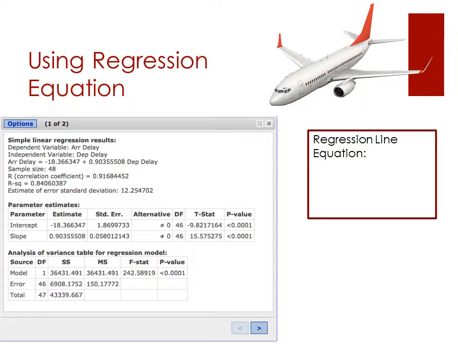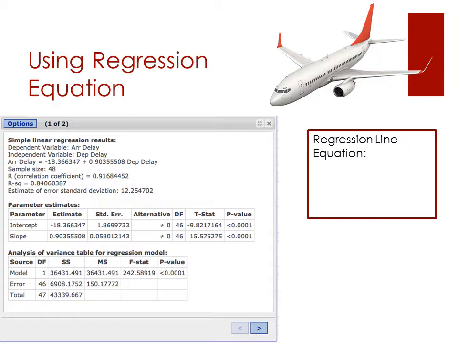So let's take a look at what we've got here. Here's the output I've put together for you. Of course, first we need to be asking ourselves if this is going to be a good regression equation to use in the first place. And with an r of 0.917, yes, this is going to be a strong relationship. So we're going to have a lot of confidence in this particular regression equation.